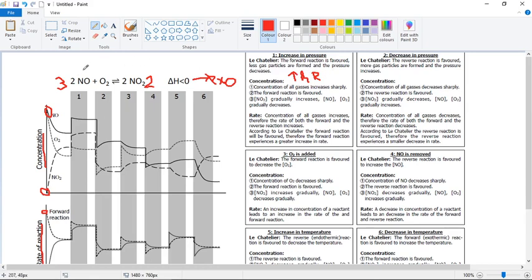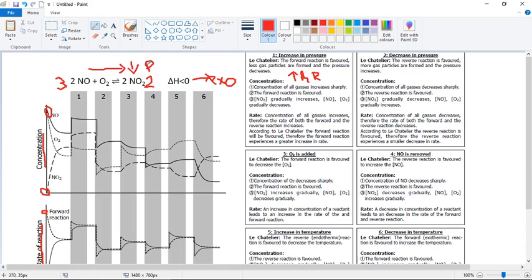So we have to look at the number of moles in the container. With an increase in pressure, according to Le Chatelier, we want to decrease the pressure. So if we have a look at this system, can you see the forward reaction will decrease the pressure?